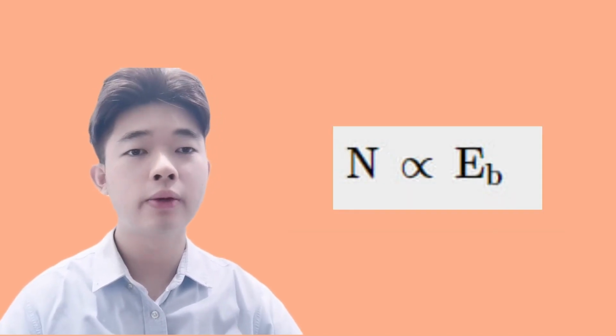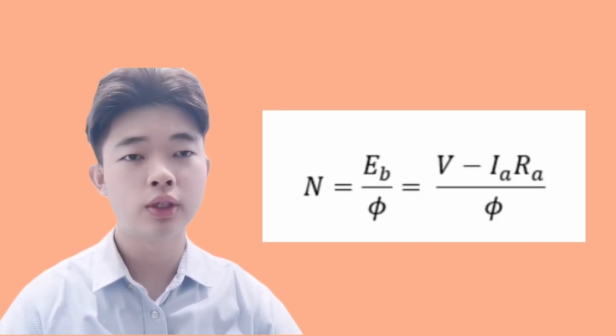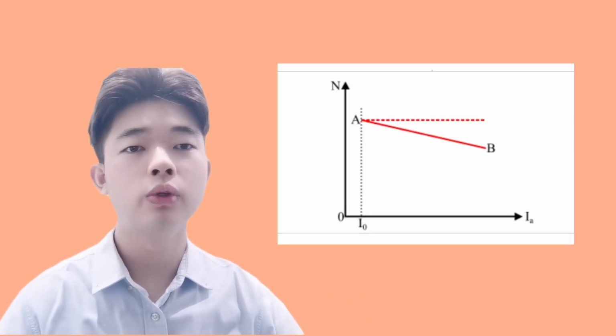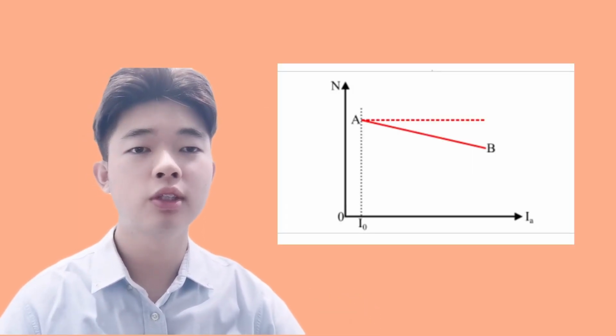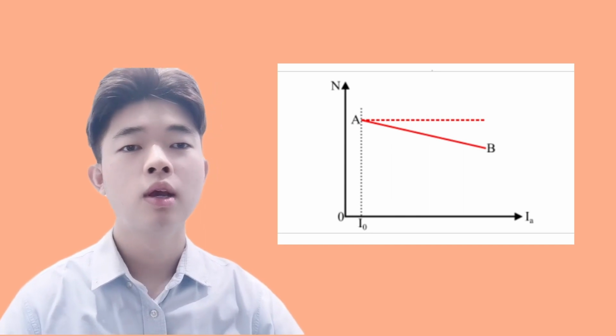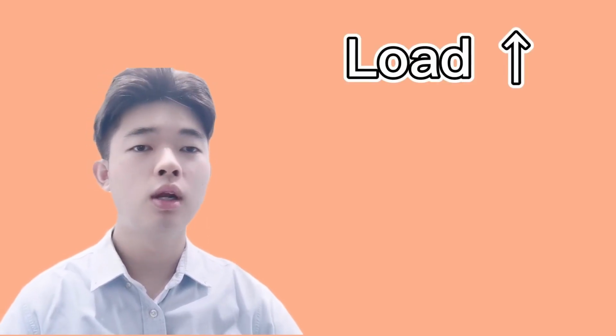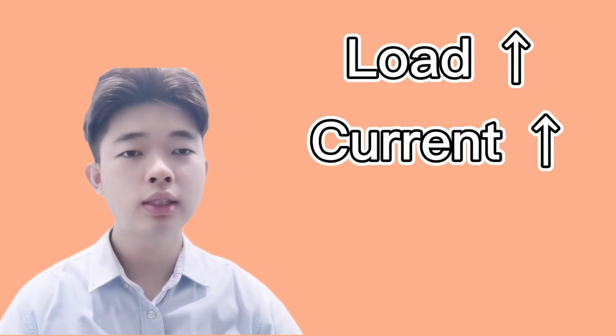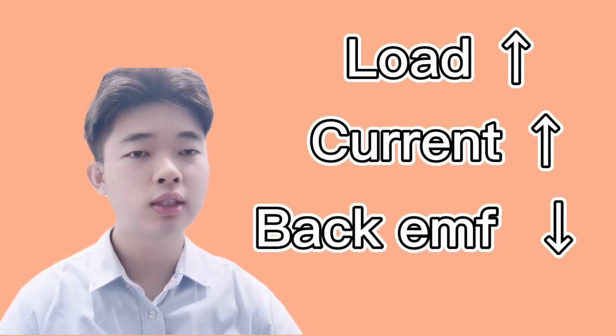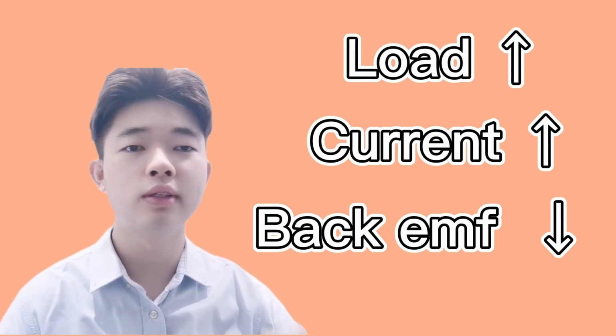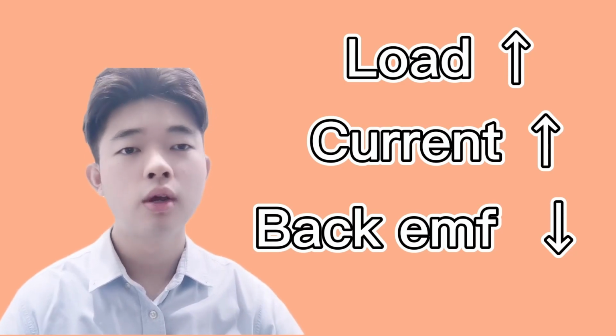Next, the second equation: back EMF is directly proportional to speed, so speed can be expressed by this equation. For a DC shunt motor, the back EMF and flux are both constant under normal operating conditions. Therefore, the speed of a shunt motor will remain constant with respect to the armature current as shown by the dotted line. However, when the load is increased, the current increases, and the back EMF and flux decrease due to the drop in armature resistance and armature reaction respectively.